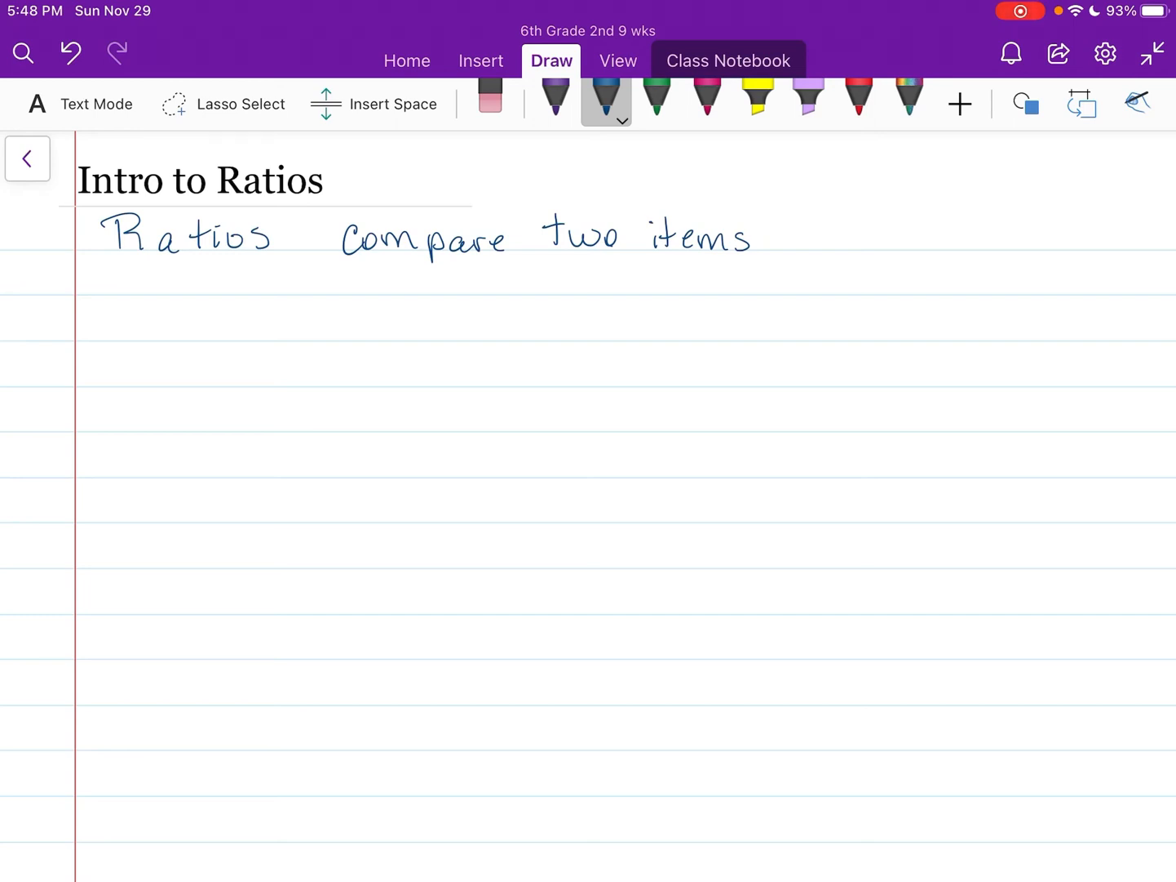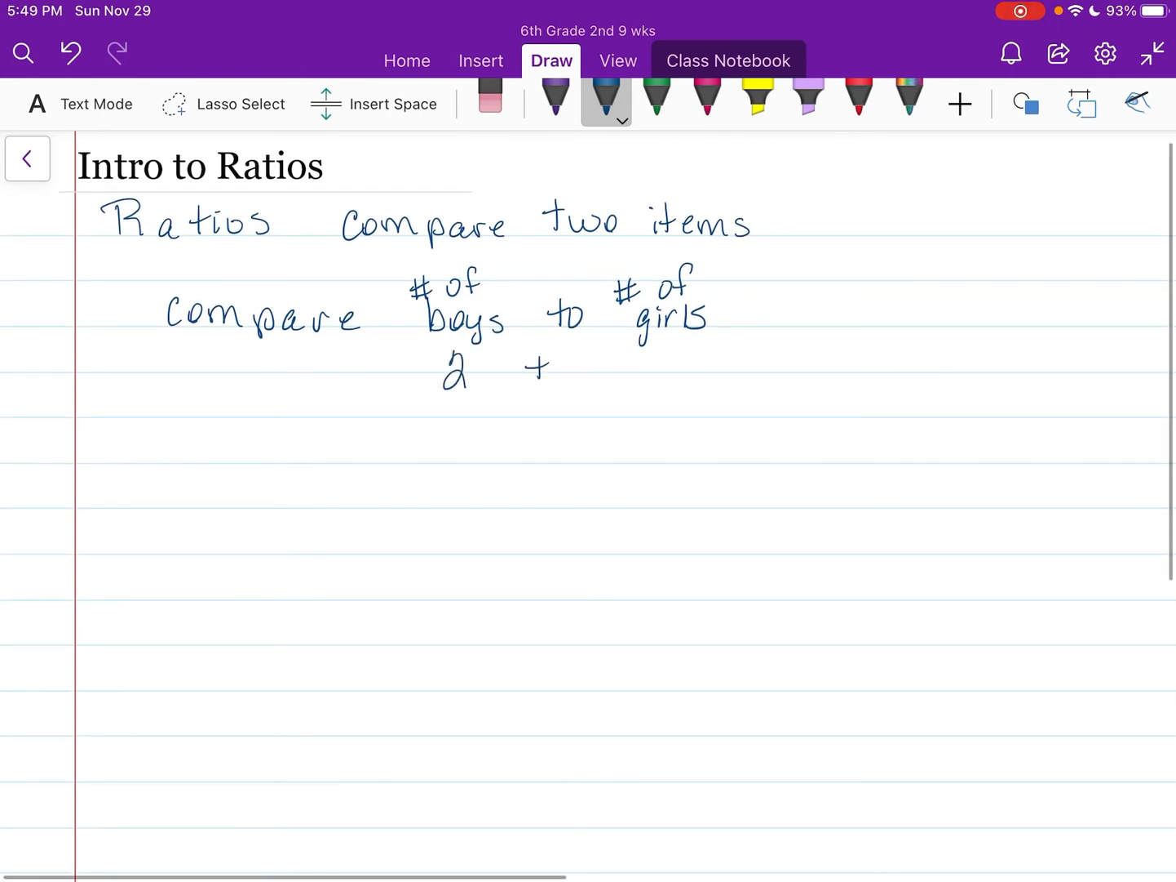So let's just compare something that we compare all the time. Let's compare the number of boys to the number of girls. All right, let's say that there are 2 boys to 5 girls. Sometimes it helps if we draw a little pictorial representation of that. So if I was to do this as a pictorial representation, I would write 2 B's to represent 2 boys, and then I would write 5 G's to represent 5 girls. We're going to come back to that in a minute.